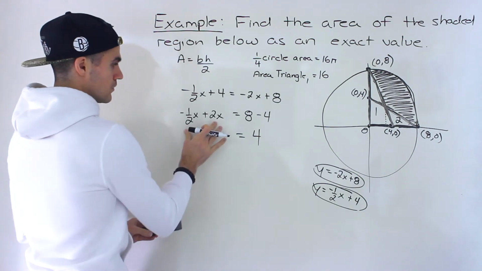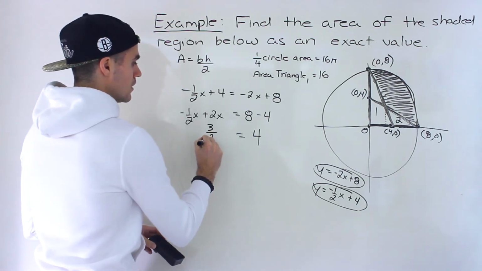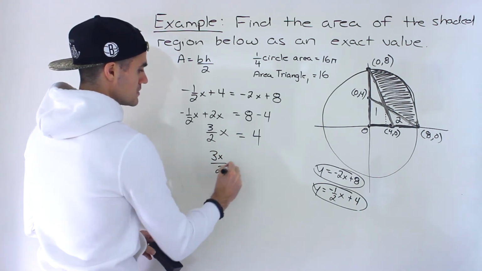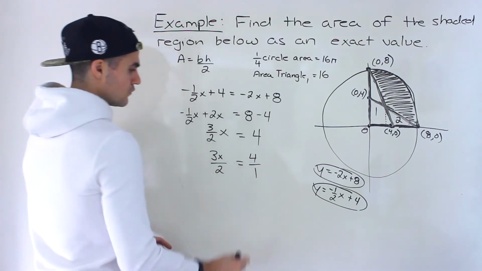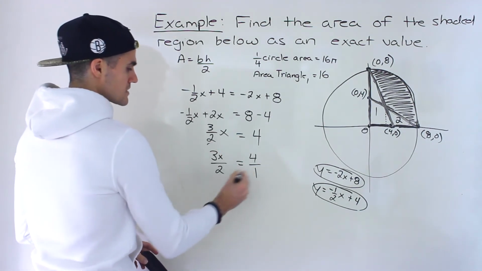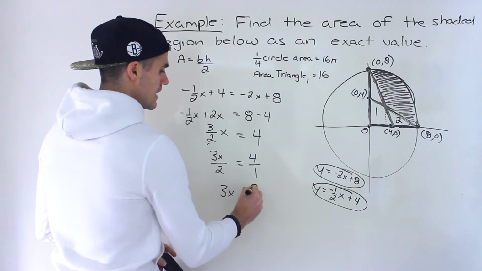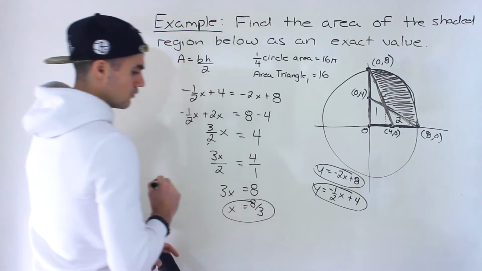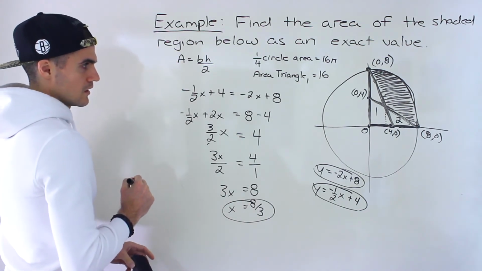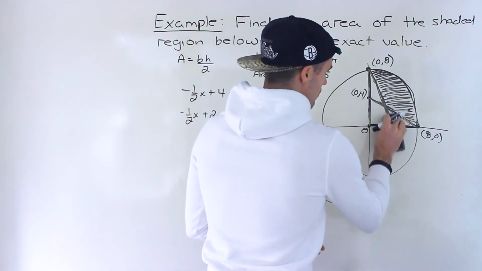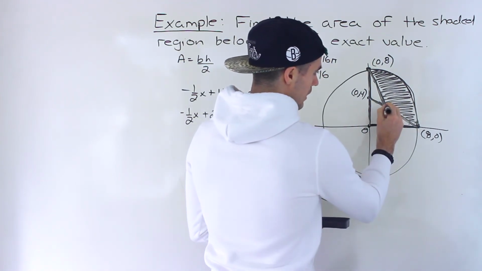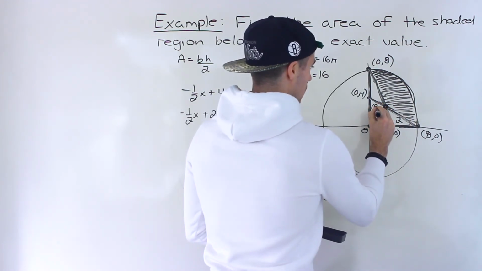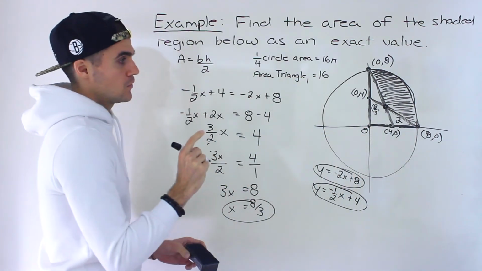So this here would end up equaling 3/2x. And I'm actually going to combine these into 1, put the 4/1, and then just cross multiply. So 3x times 1 is 3x, 2 times 4 is 8. x would end up equaling 8/3, like that. Okay, so the x value of this point of intersection is 8/3.